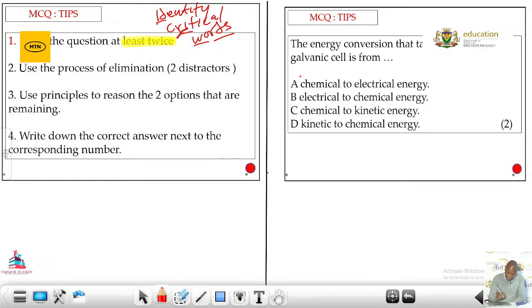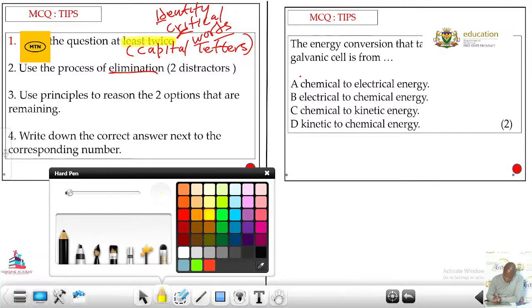One of the key things is they always capitalize letters or words. When we have capital letters, it says it's another critical word that the examiner is giving us that we can use as a tool to choose the correct answer. Then immediately thereafter, there's a process of elimination that we need to apply, which I am going to try and explain in simple terms. You will always be given 2 distractors.